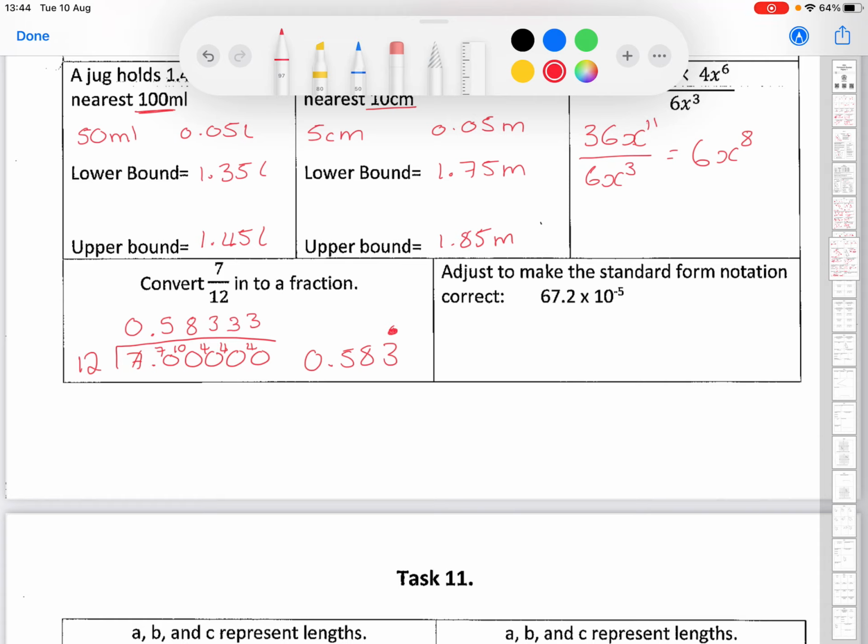We need to adjust this to make the standard form notation correct. So it's 58.3. It can't be that, it needs to be 5.83. And when our number is moved to the right, we need to add 1 to the power. Very careful, because it is a negative. When we're doing -5, add 1, that means it's going to get a bit warmer, so it's going to be -4. Very careful.